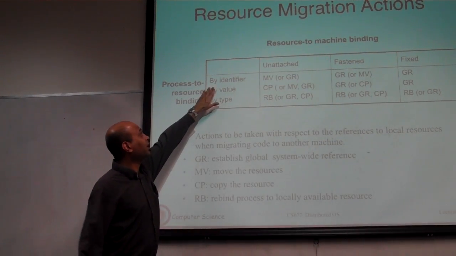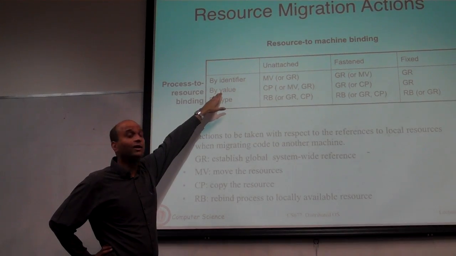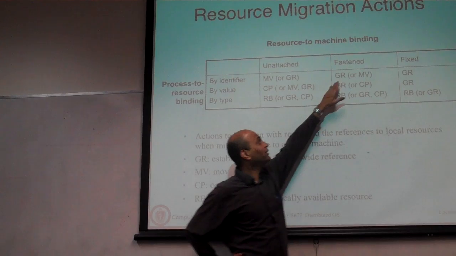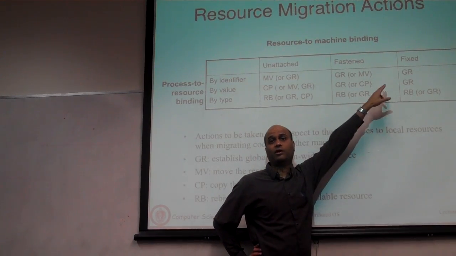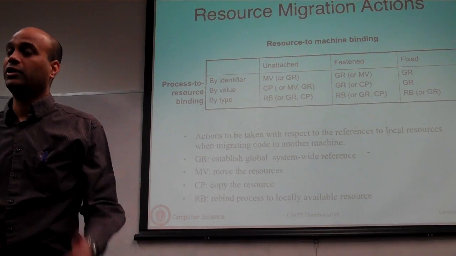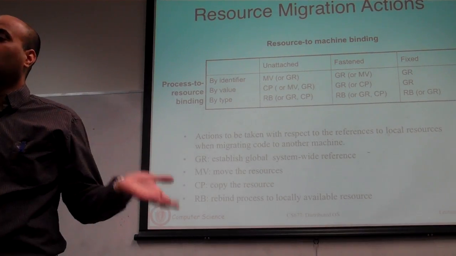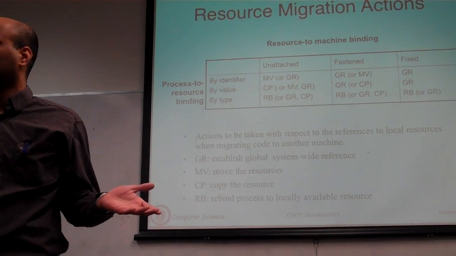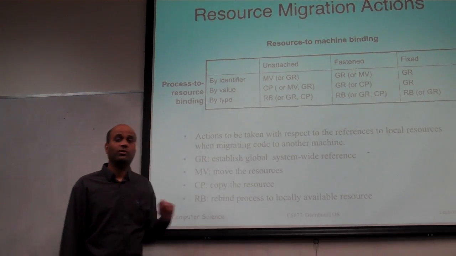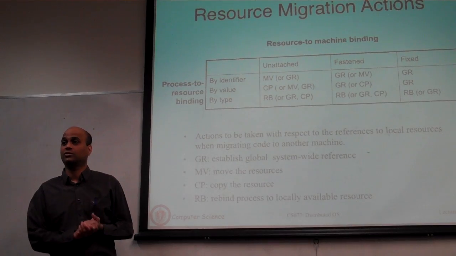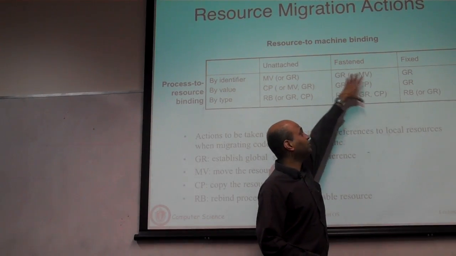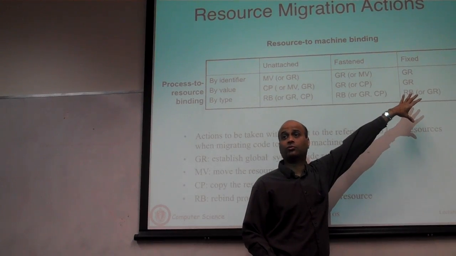For identifier, again, when you have files for instance, when it's cheap or unattached you move, and when it's expensive to move or fixed you do global reference. There's no choice. If you cannot move that resource, or it's very expensive to move, you only have to allow that resource to be accessed over a network. Which is basically what we say, establish a system-wide reference, which is you access it over a network. So GR is a popular choice when it's expensive or when it's fixed, you cannot move it.